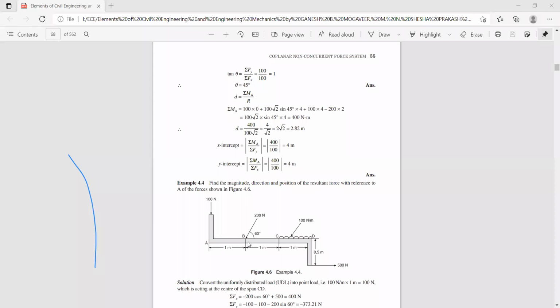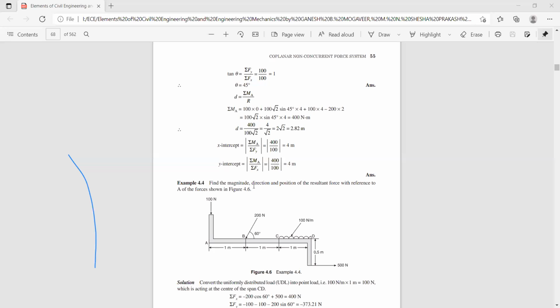Now we shall proceed with the problem. Here from A to B the distance is 1 meter, from B to C it is 1 meter, and from C to D it is 1 meter. This is point D, and you can call the next point E. At point E you have a 500 Newton force, and the distance from D to E is 0.5 meters. And at point A, you have a 100 Newton force.